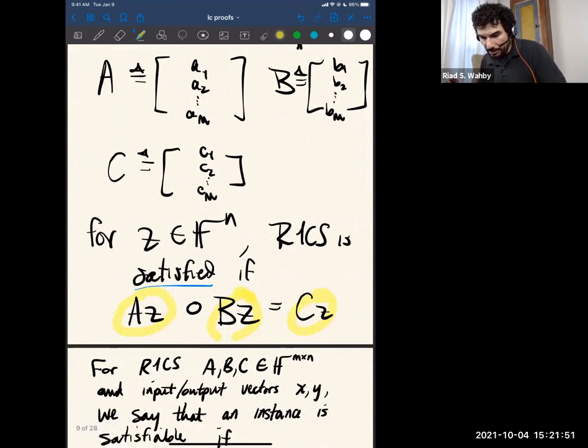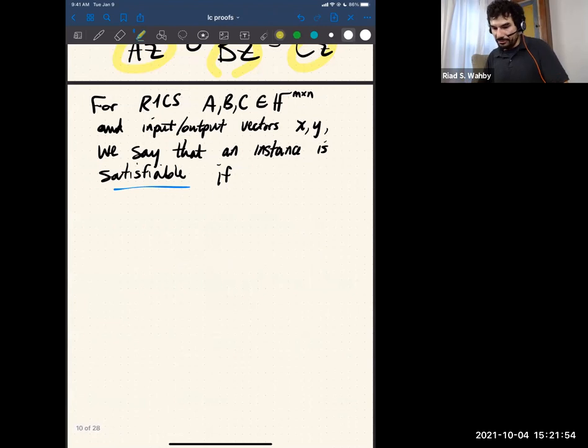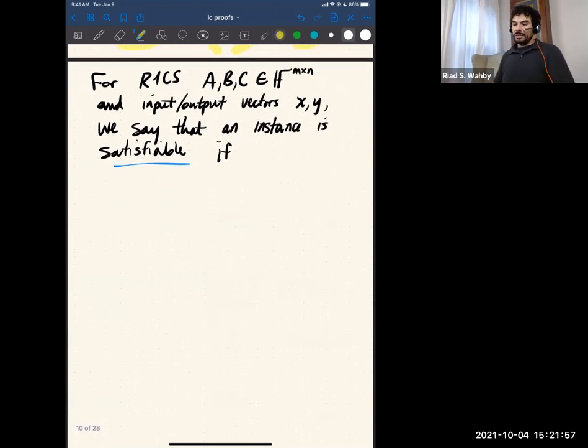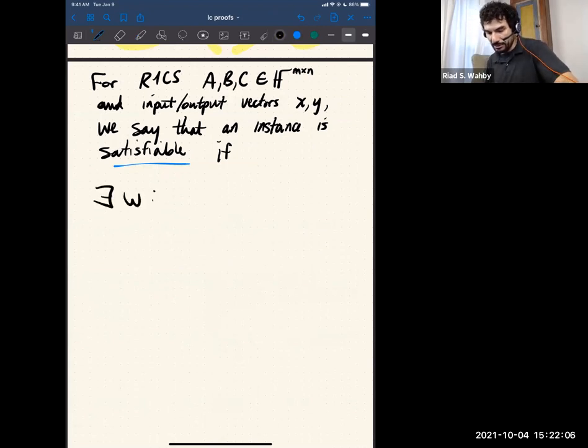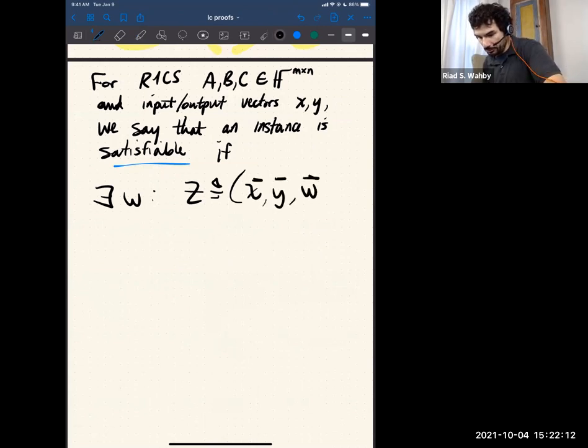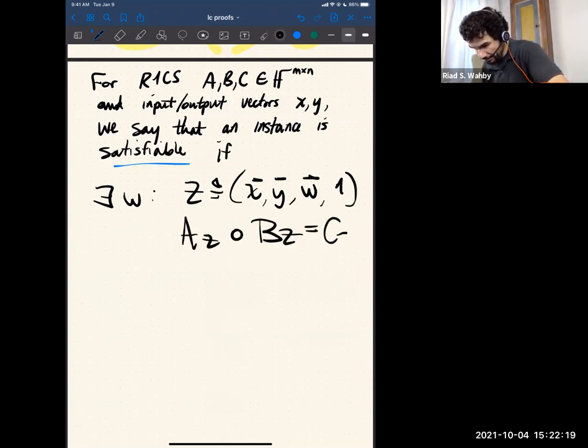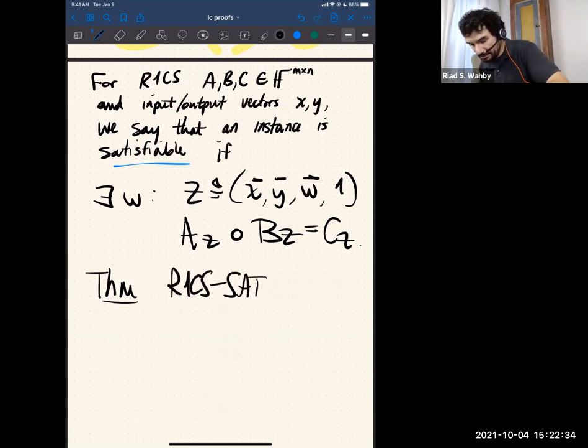So then we say, for an instance, which is defined by these three matrices, A, B, C, and some input-output vectors X and Y, we say that an instance is satisfiable if there exists a witness such that when we define Z as X, Y, W, 1, we get AZ Hadamard product BZ equals CZ. Okay, so it's satisfiable just when there exists a witness that produces a satisfied instance. Okay, and then it's a pretty simple theorem that R1CS sat is NP complete.